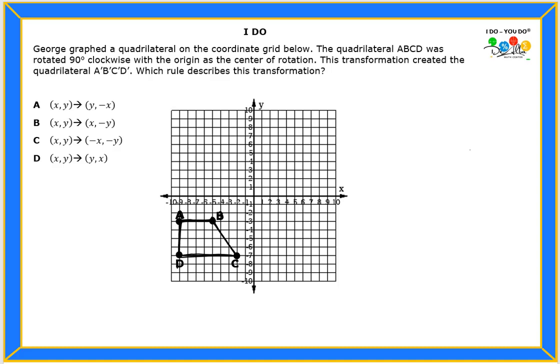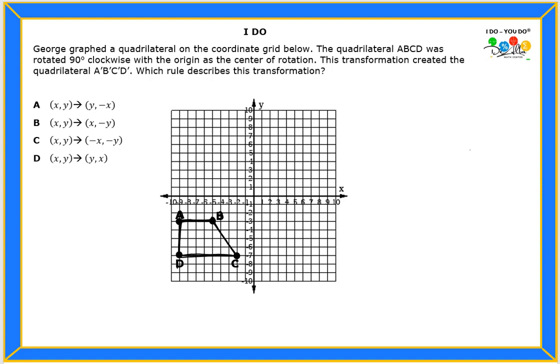And it says, George graphed a quadrilateral on the coordinate grid below. The quadrilateral ABCD was rotated 90 degrees clockwise with the origin as the center of rotation. This transformation created a quadrilateral A prime, B prime, C prime, D prime. Which rule describes this transformation?